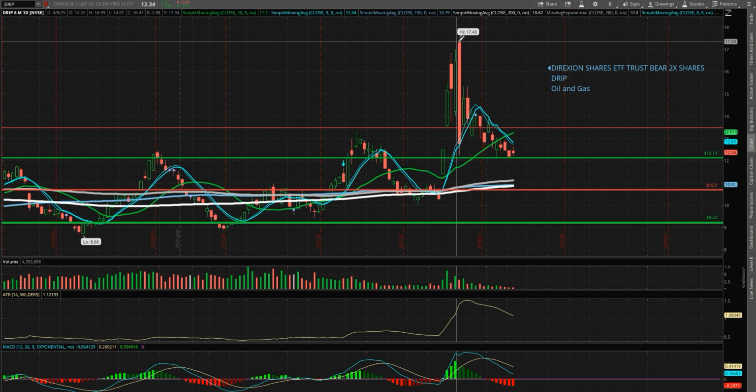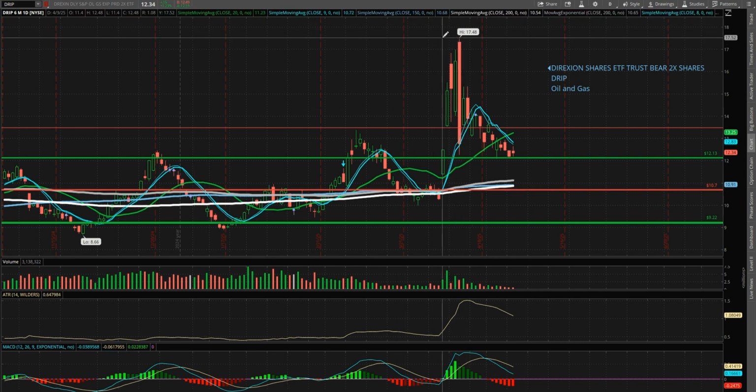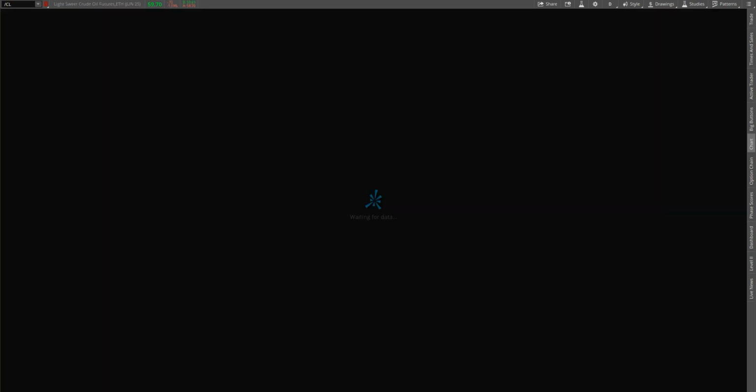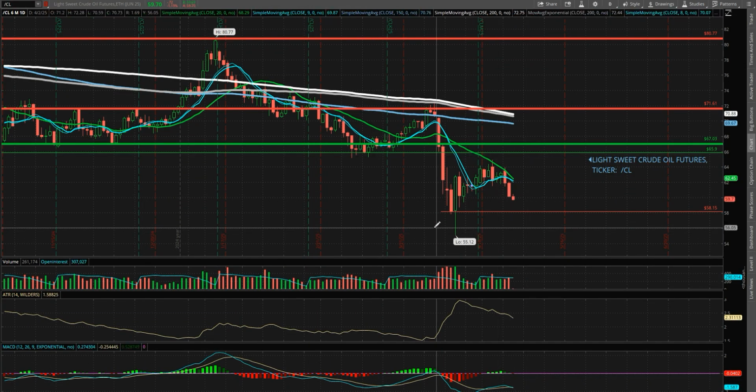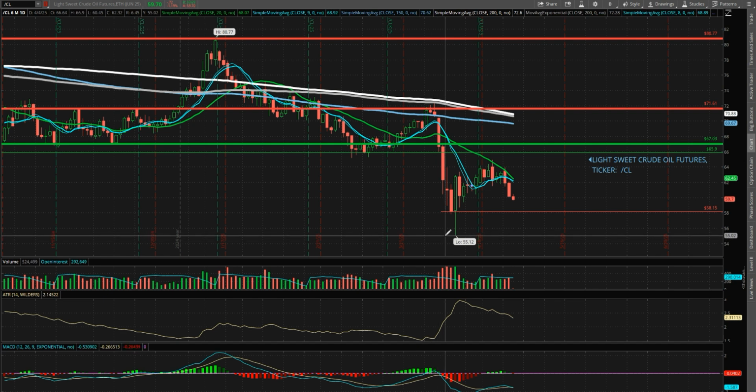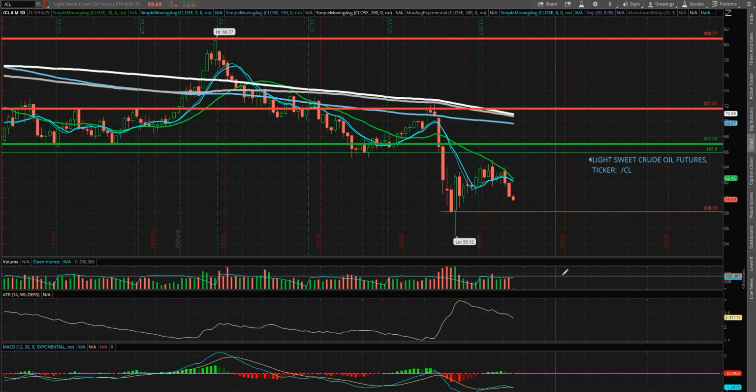At least coming back up to retest the $17 area, depending on how far oil wants to take it down. And oil should be heading down to this pointer here at 55.12. But we'll see what happens. We did have some support here at around $58. So we'll see if that holds or if we continue to head down towards 55.